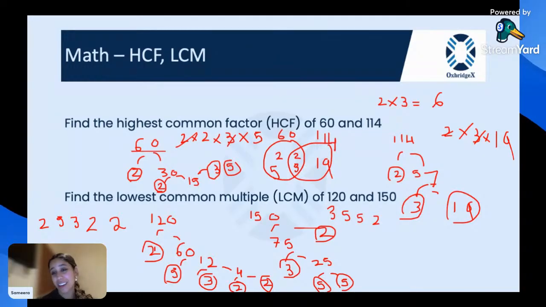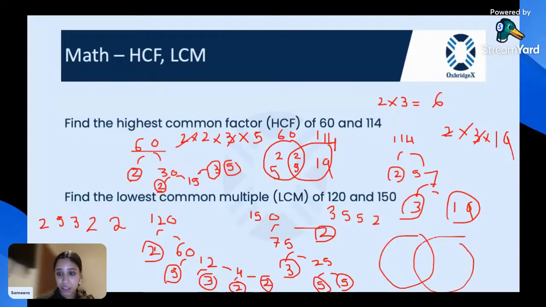Same thing, guys, you do the Venn diagram again. Let's do 120 on this side. Hopefully on your piece of paper you have done it much more neatly than I have, but you have to give me the benefit of the doubt because I am doing it on the screen. So the numbers that are common, well, I have 2 that's common. Fine. Anything else that's common? Yep, I have 3 that's common.